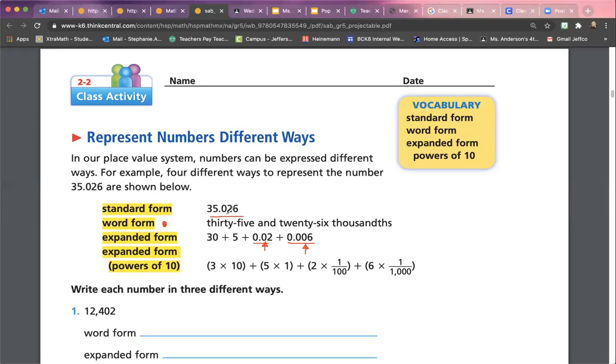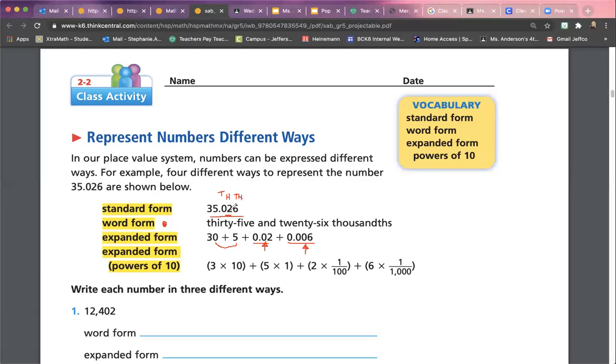So one way I like to do this is I like to take my number and underline where I'm working. So 30 and 5 right here, that should be fairly straightforward. We've done that a bunch. But now my 200ths. I know this is my tenths place. I know this is my hundredths place. And I know this is my thousandths place.